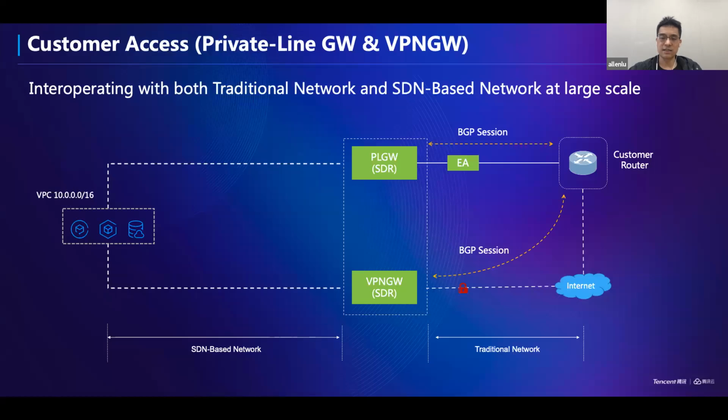the traffic back to customer side. The PL gateway and the VPN gateway can back up each other.